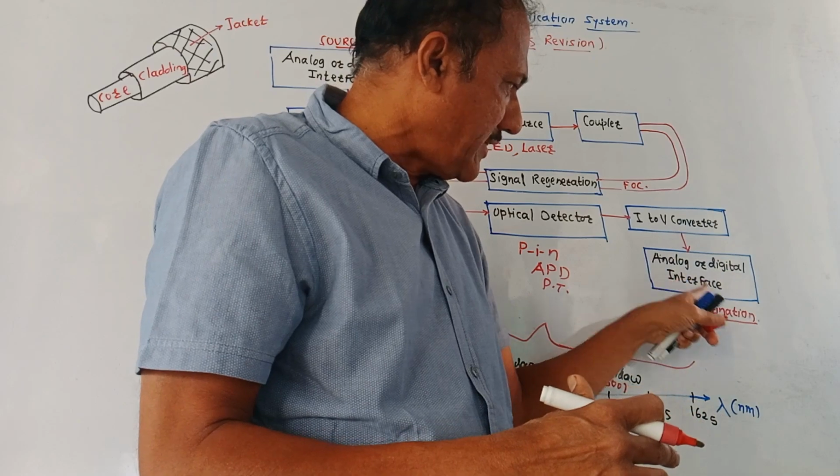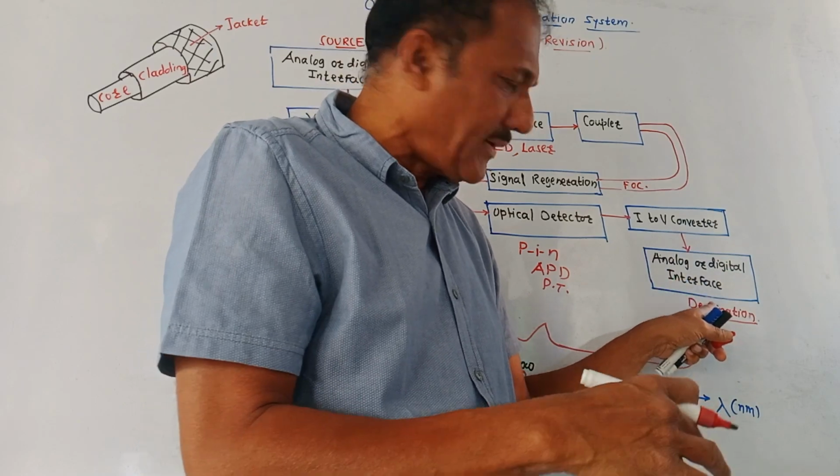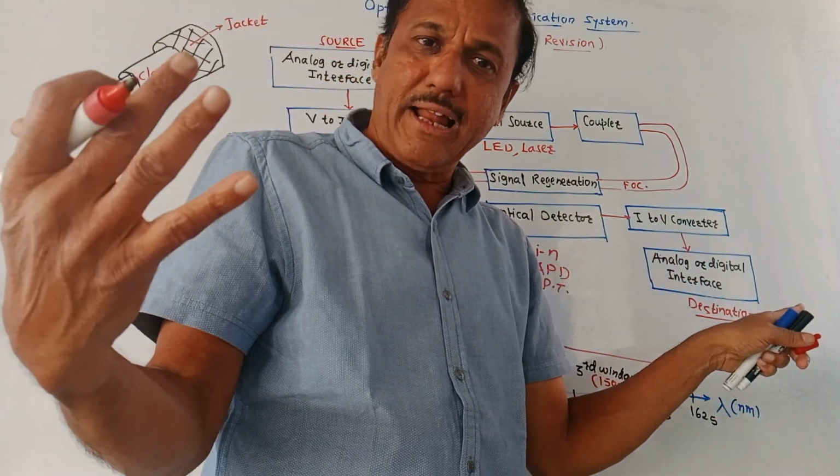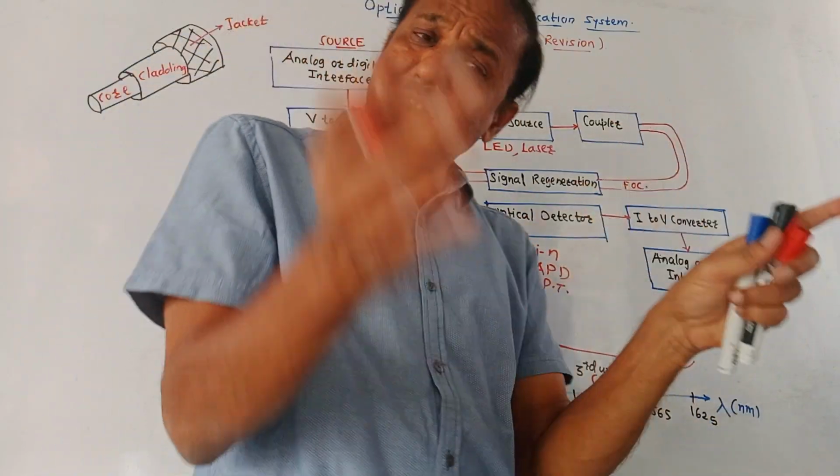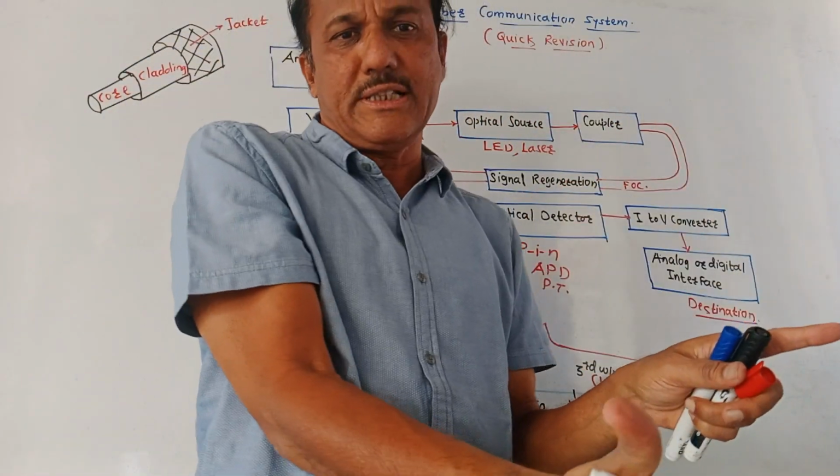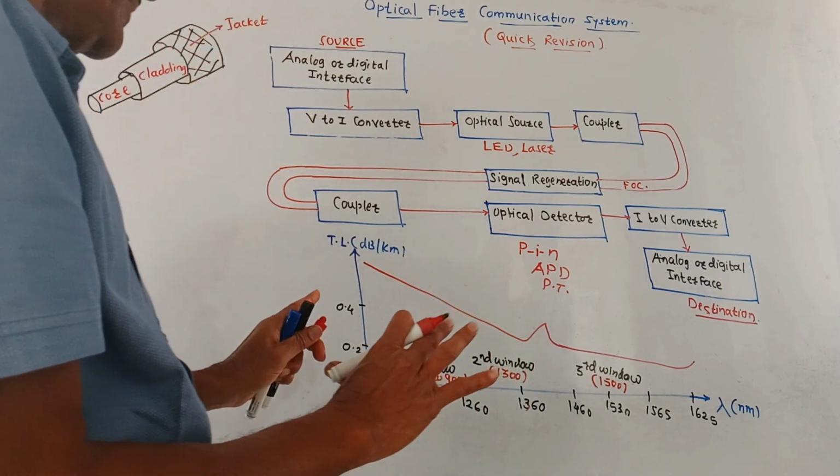Then the analog or digital interface is the final block, and finally the signal is available at the destination, which is in the same form as that of the original signal transmitted by the source.